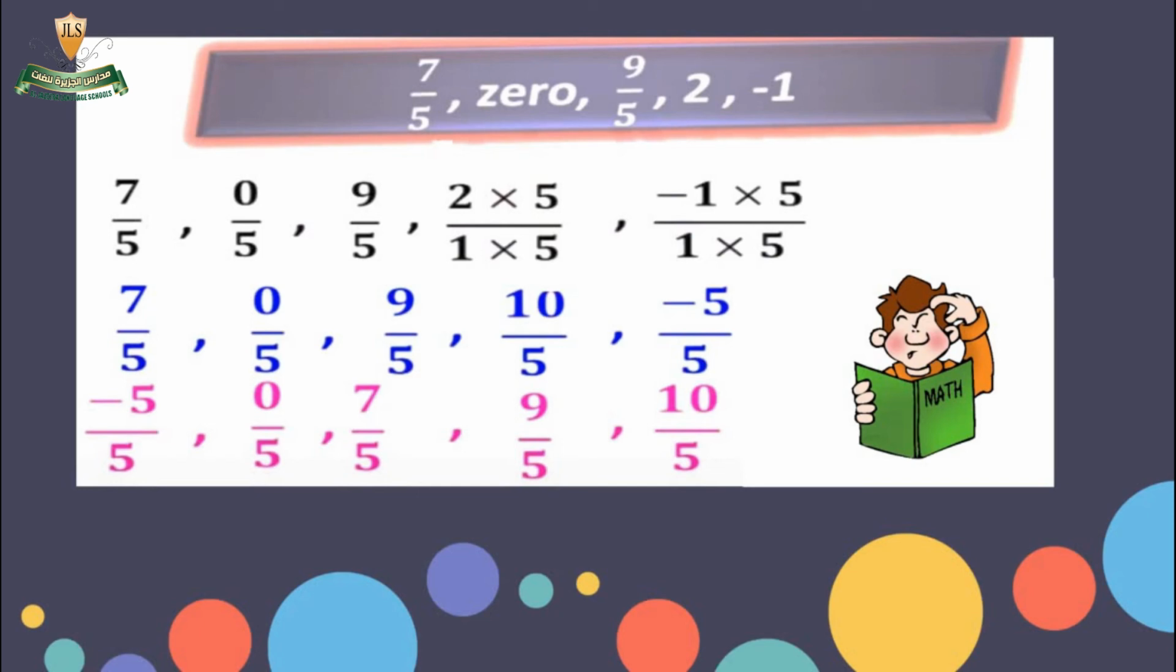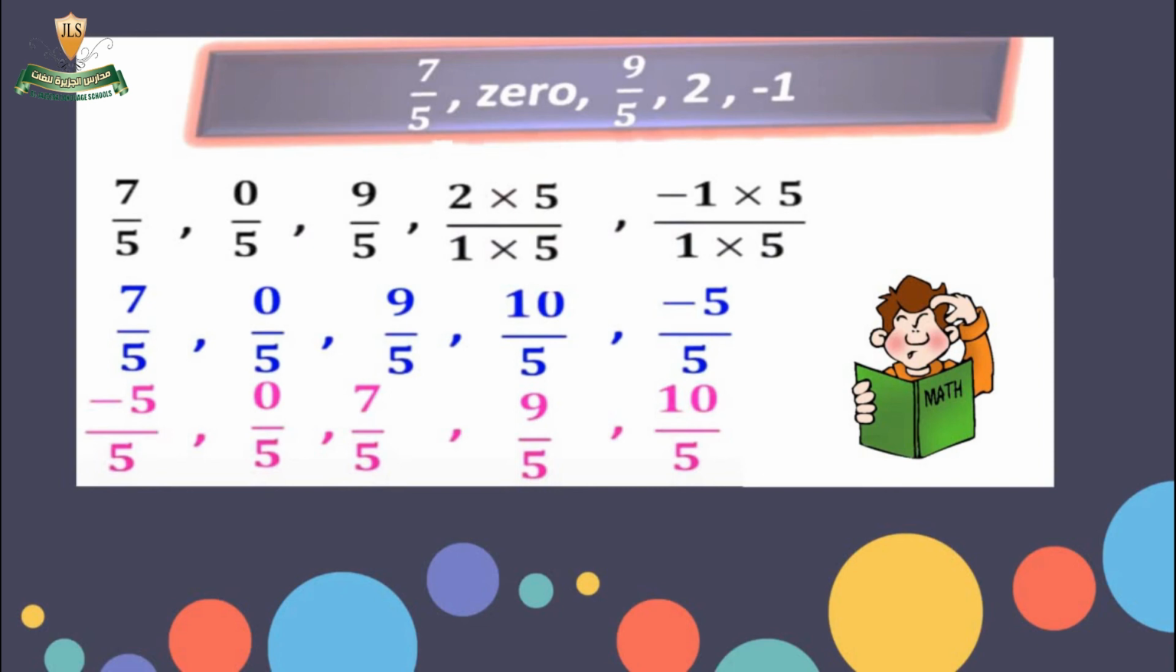Here I have 5 rational numbers, all with the same denominator. So now arrange them ascendingly from the smallest to the greatest. The smallest is negative 5, then 0, then 7, then 9, then 10. So the answer to this question: negative 5 over 5, 0 over 5, 7 over 5, 9 over 5, 10 over 5.